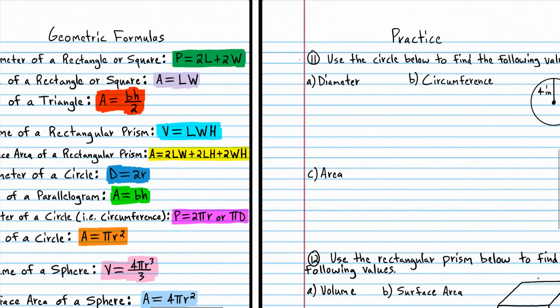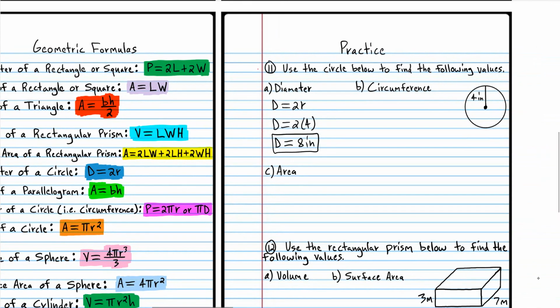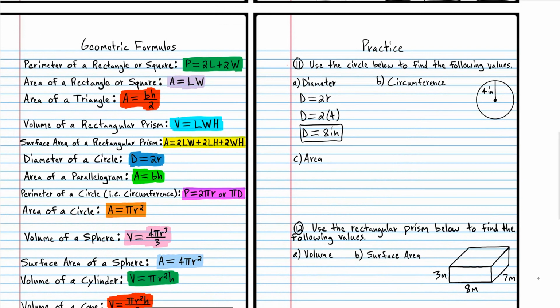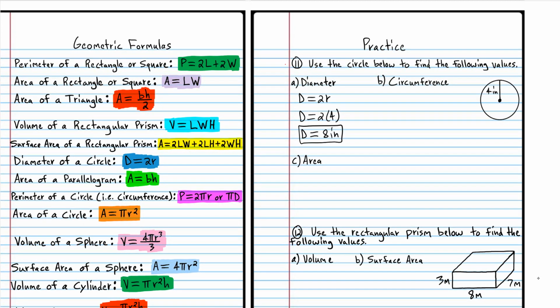And we have that formula in dark blue here. So the diameter is equal to 2 times the radius. And we know the radius is 4 inches. So the diameter is 8 inches. Now circumference is the perimeter of the circle. It's the distance around the circle.